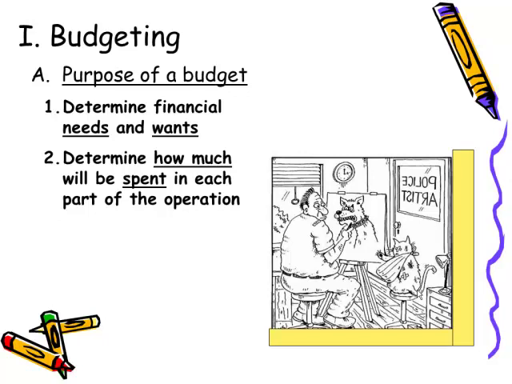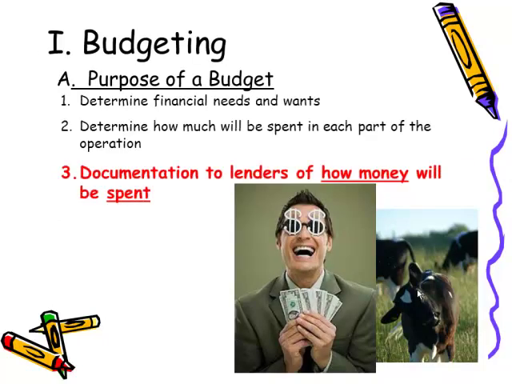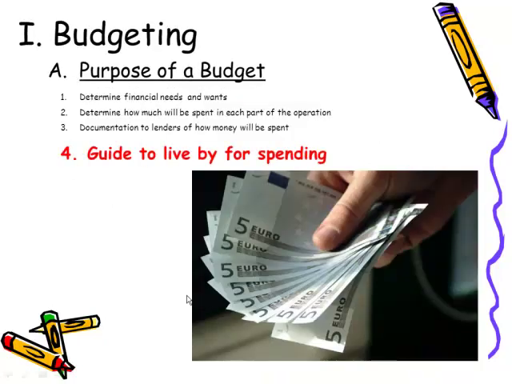And then you determine how much will be spent on each part of the operation. And by collecting the information, by planning, you're able to make a wise decision on your budget. So the next thing about a budget, especially in business, is that you document to the lenders how much will be spent on a project or how much it's going to cost. If you go into any kind of operation, they want to know basically how much it costs them, or if you're providing a service, they want to know how much it's going to be, and you can give them a budget about roughly how much it's going to be. It's going to help guide you to live by for spending. That's the idea behind a budget. It helps you guide through how you're going to spend the money.